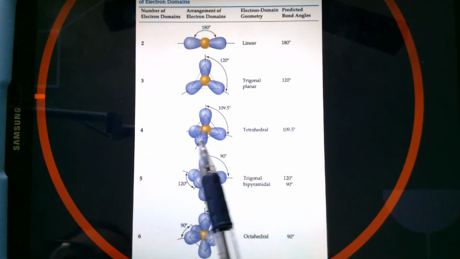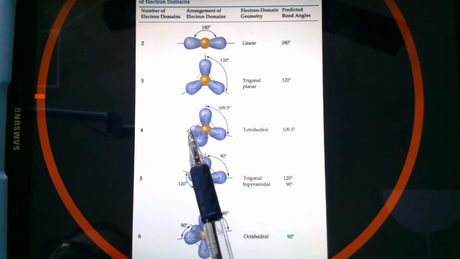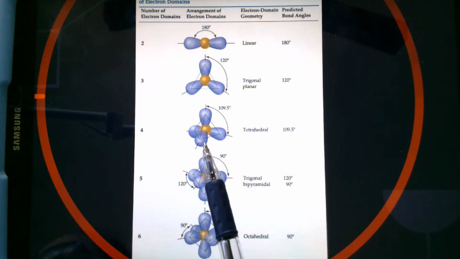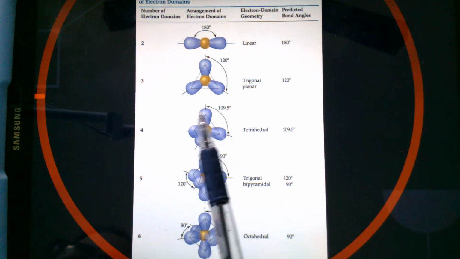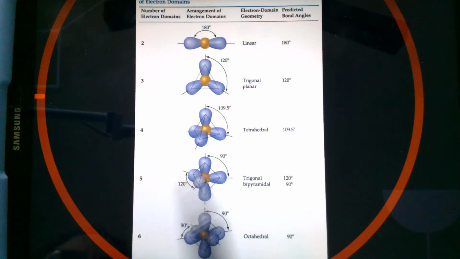This shape gets its name from the shape it makes. If you connect all of the nuclei here, you get a tetrahedron. So tetrahedral has bond angles of 109.5.